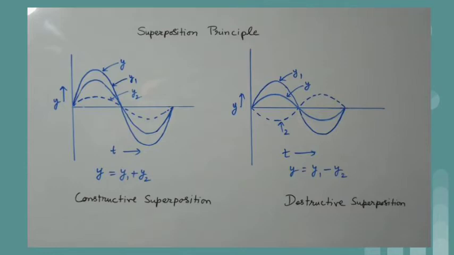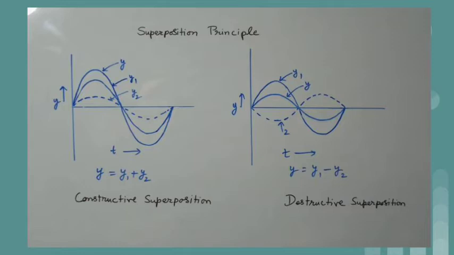When crest of one wave falls on crest of the other, the amplitude of the resultant wave is the sum of the amplitudes of individual waves. But when crest of one wave falls on trough of the other wave, the amplitude of the resultant wave is the difference of that of the individual waves. That you can see in the plots of displacement with time as shown in the diagrams.